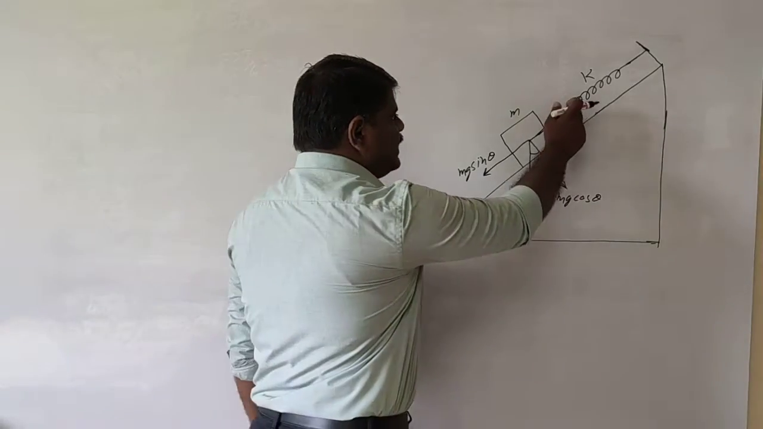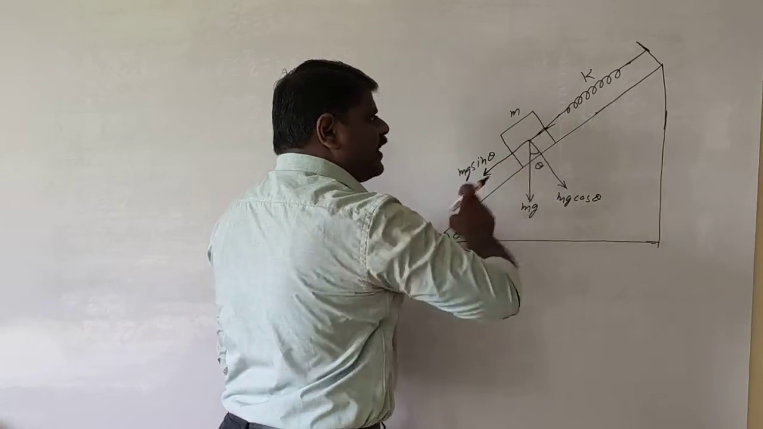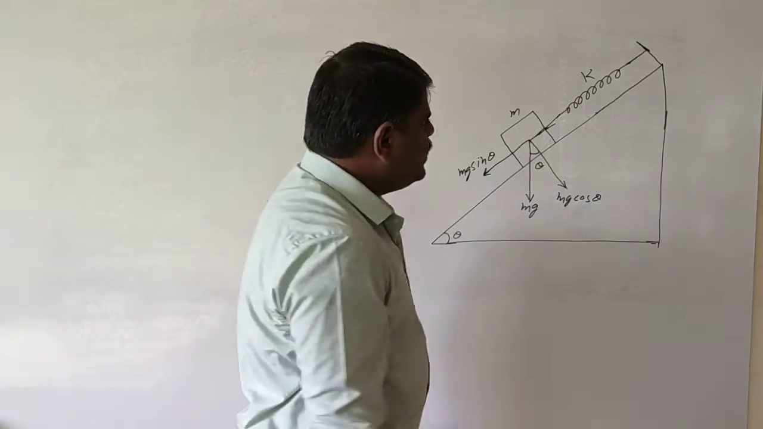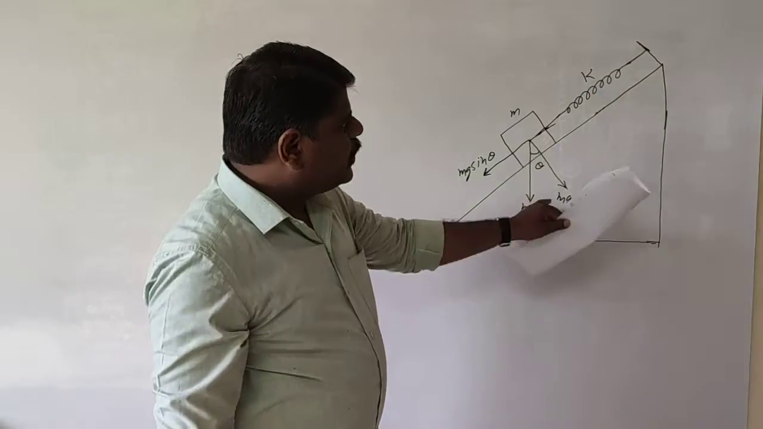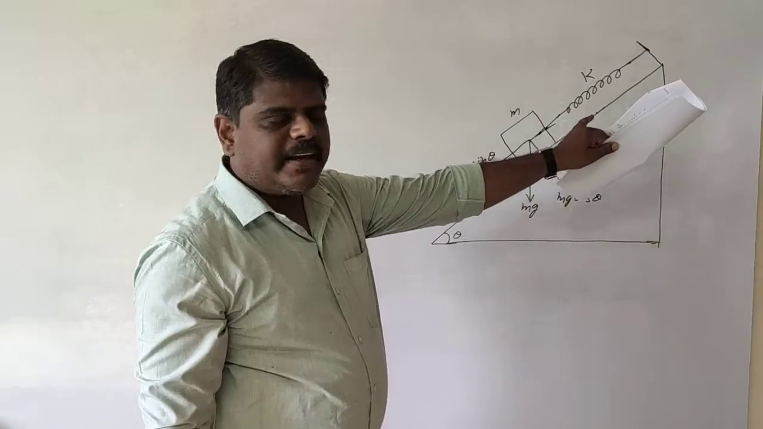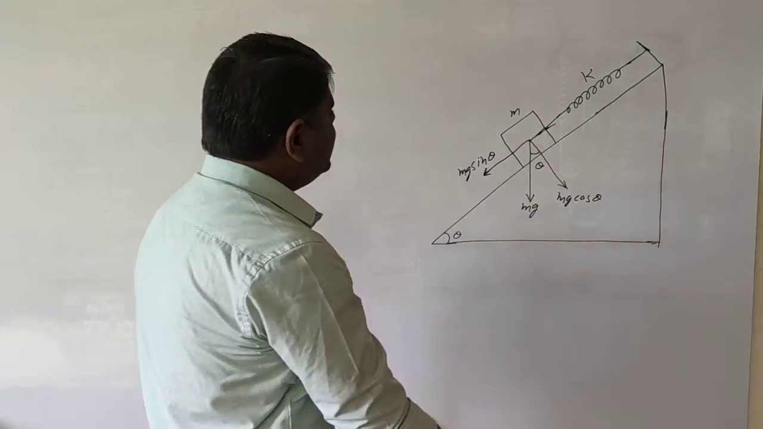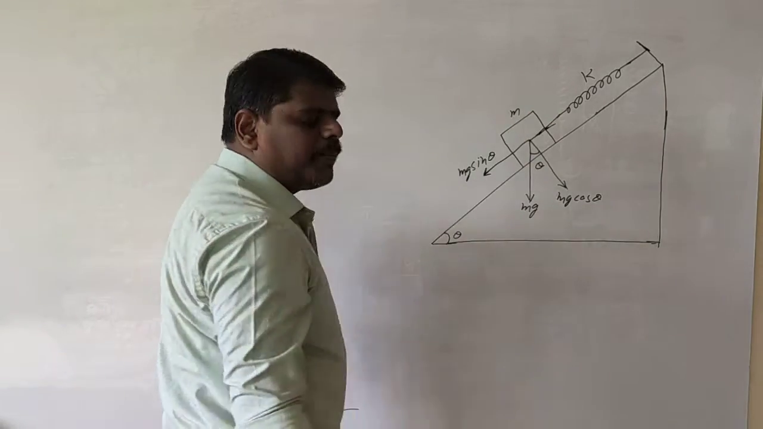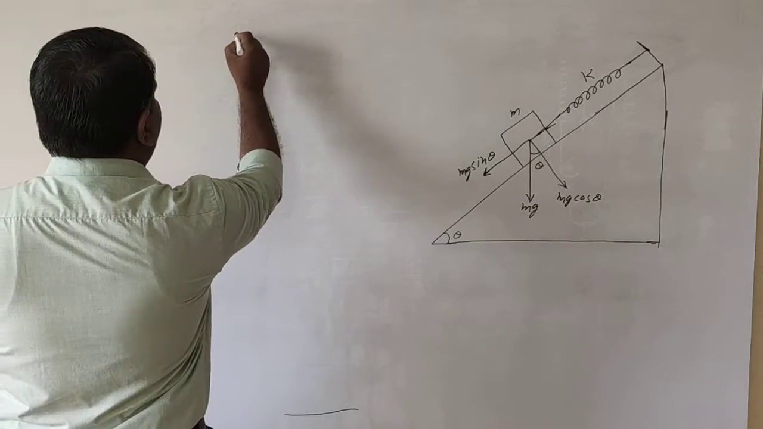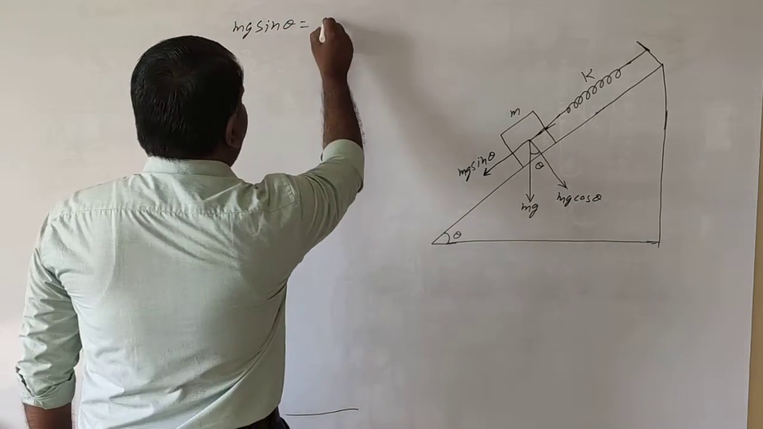If I pull it down and release it, it will make oscillations with an amplitude. So whatever the displacement is, that is nothing but the amplitude. The force working in the upward direction is k times A, and mg sin theta is working in the downward direction. So in the equilibrium position, mg sin theta is equal to k into A.